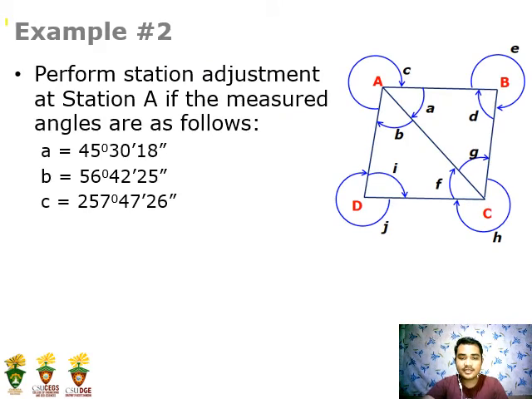Perform the station adjustment at station A if the measured angles are as follows: A is 45, 30, 18, B is 56, 42, 25, and C is 257, 47, 26. Earlier we calculated station B, now it is station A. So at station A, we have angle A, angle B, and angle C.